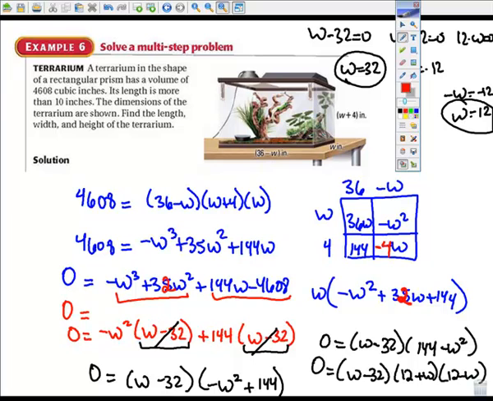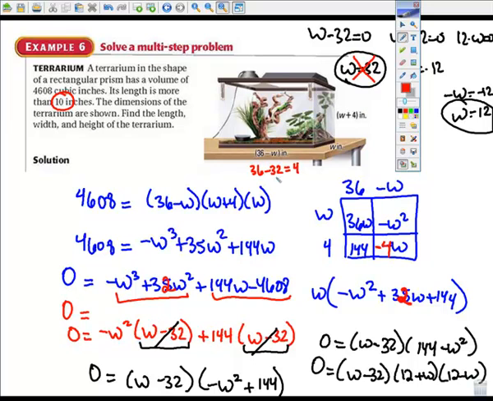So when I put it in, for W, 36 minus 32 would equal 4. But it says right here the length is more than 10 inches. So none of these can be less than 10. So I cannot use the 32. I'm going to have to use the 12.